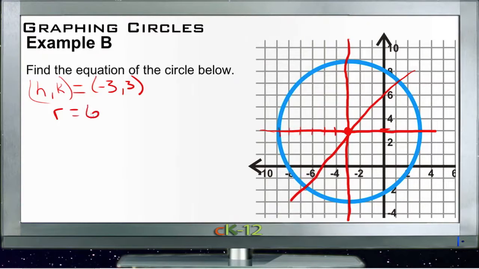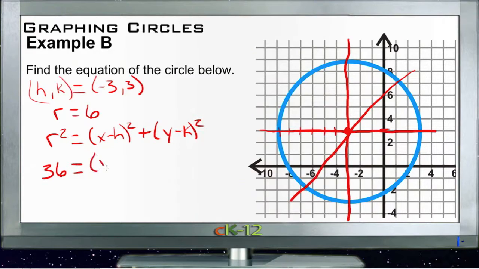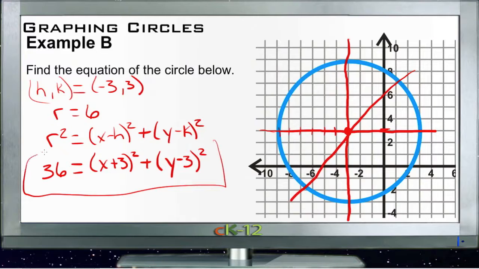So r equals 6. And now remember, our standard form is r squared equals (x minus h) squared plus (y minus k) squared. So first we have r squared, that's 36, and it's equal to (x minus negative 3), so that would be (x plus 3) squared, plus (y minus 3) squared. And there we have the equation of our circle in standard form.